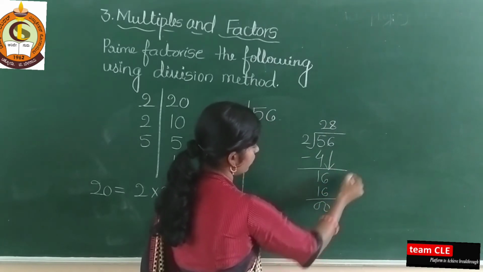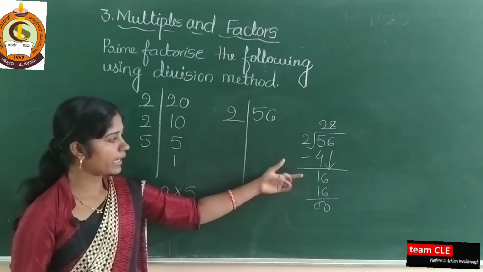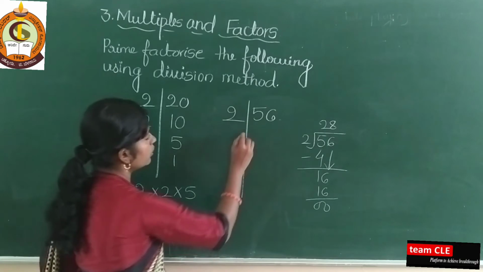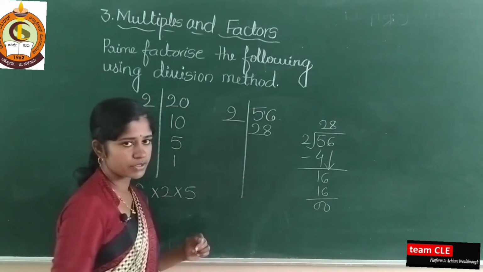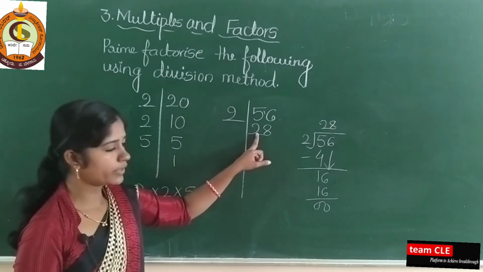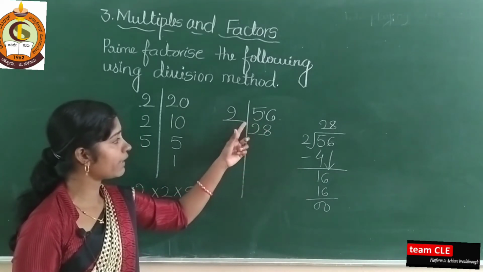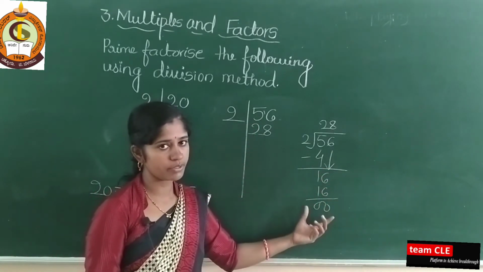0, 0. Why did I do this here? Because you divide this mentally and you have to write only the quotient. See here, 2 2s are 4, 1 remained, 2 8s are 16. So how did I write 28 here? By using this. If you are not getting how to divide the number directly, then you can do this as rough work in your book.